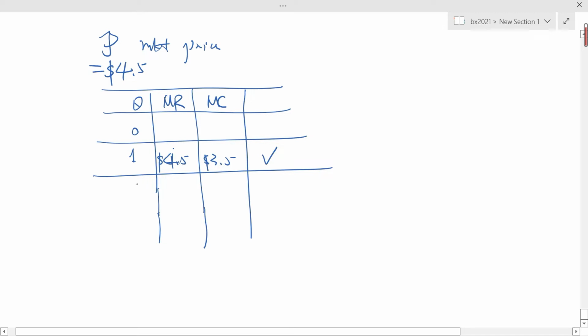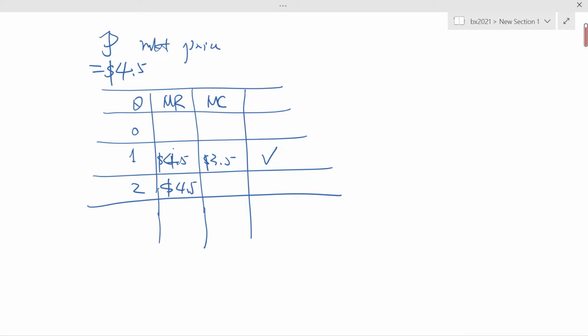Now I have decided to produce at least one coffee. What about the second? If I produce a second cup of coffee, I can sell it in the market for extra revenue of $4.50. That's marginal revenue. On the cost side, to produce this extra cup, the associated marginal cost, let's say, is $3.80. Then the answer is yes. You can see that compared with the previous unit, the marginal cost increased, and this is due to the law of diminishing returns.